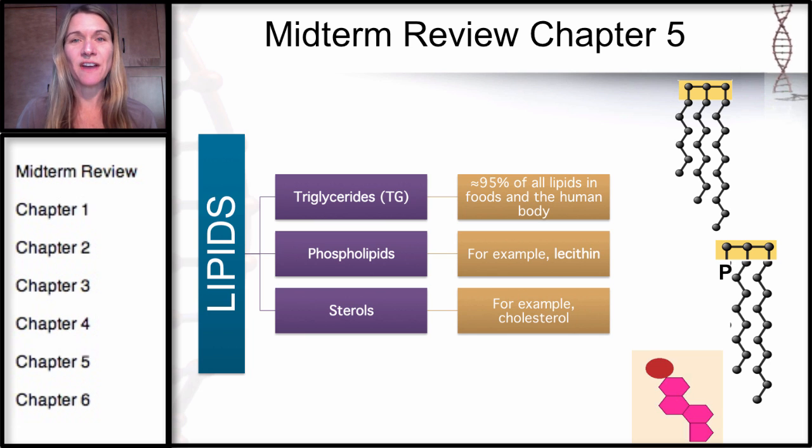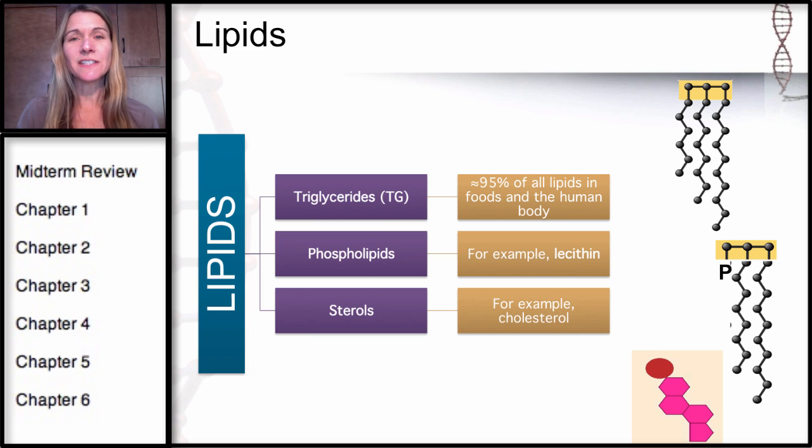And now for Chapter 5 material. Let's start with the categories of lipids. Now there are three categories. We have triglycerides, phospholipids, and sterols.